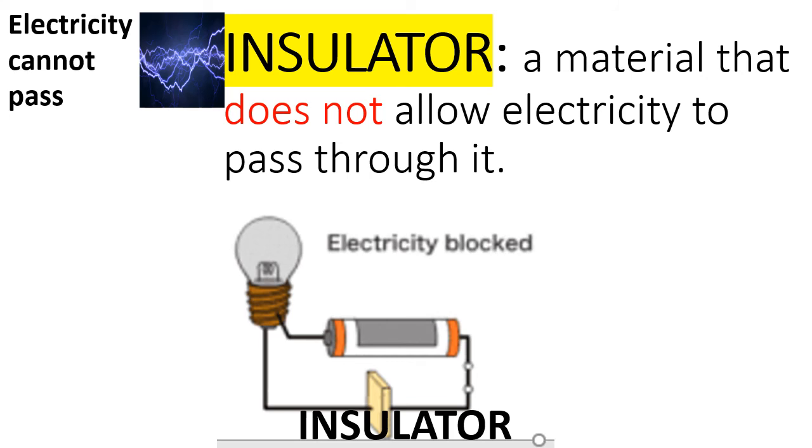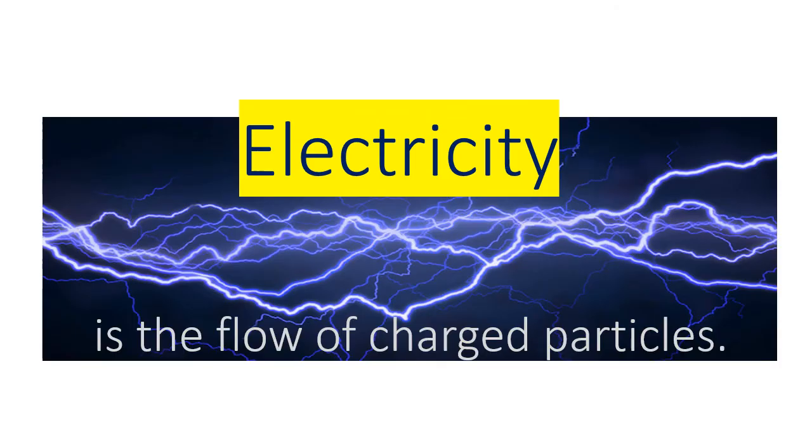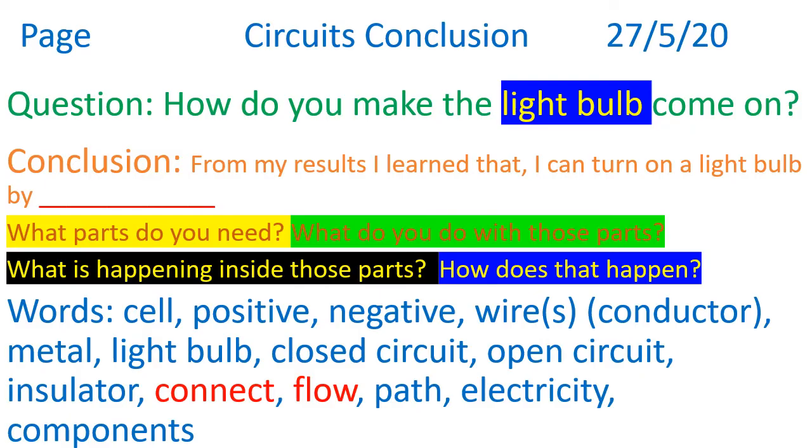And an insulator is a material that does not allow electricity to pass through it. So it blocks the electricity. Electricity cannot pass. What is electricity? A basic definition is a flow of charged particles. So here, if we had had time to write our circuit's conclusion, these are the words that you need to know and use to conclude about how to make a light bulb come on.